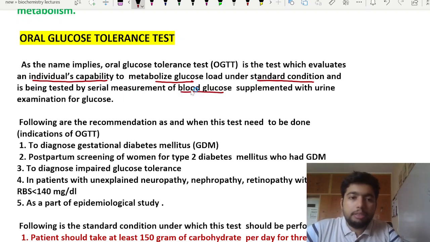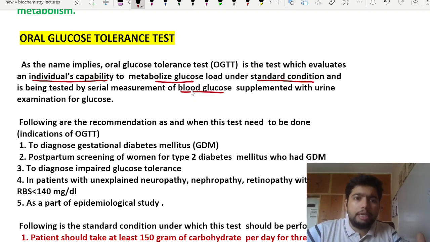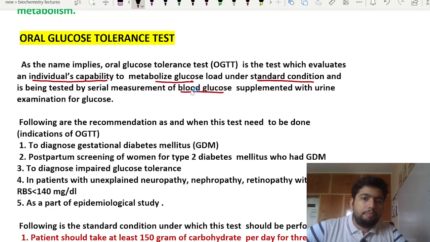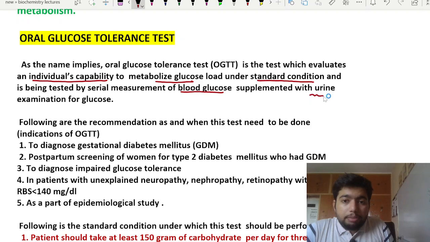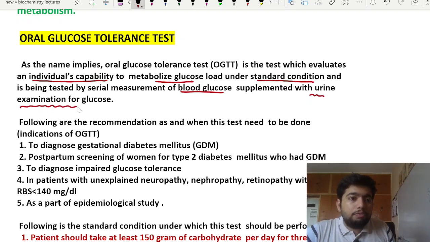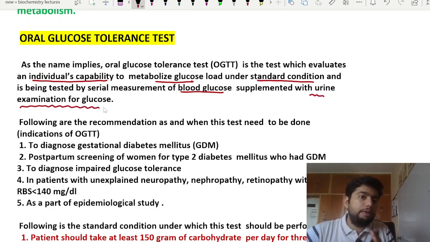Serial measurement means I will take the blood glucose level before giving the load, that is at 0 minute, then at 30 minutes, then 60 minutes, 90 minutes and 120 minutes. This is how the samples are taken, and it is always supplemented with urine examination for glucose while we are performing the oral glucose tolerance test.